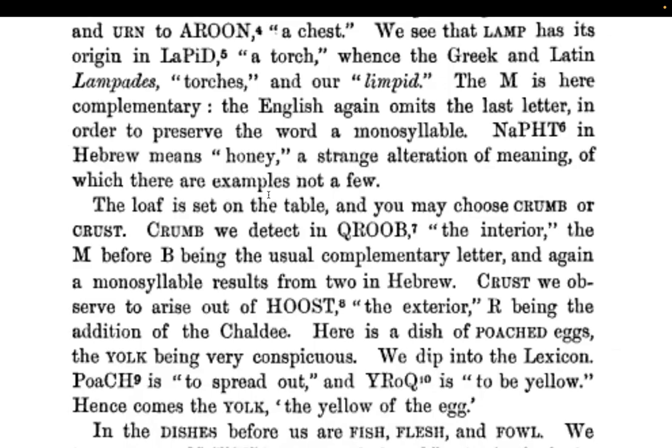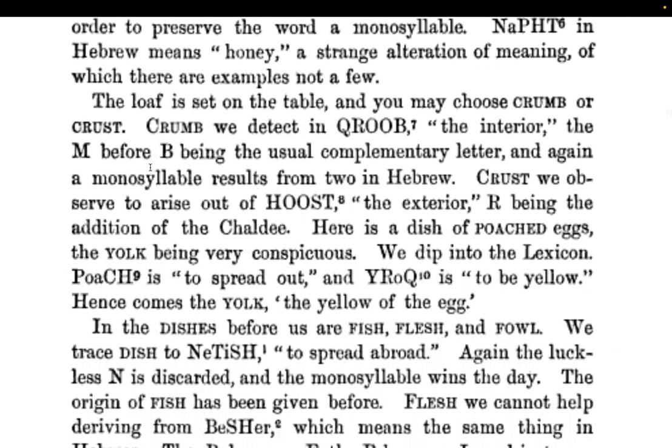It says the loaf is set on the table, and you may choose crumb or crust. Crumb we detect in karub, the interior. The M before B being the usual complementary letter, and again a monosyllable results from the two in Hebrew. Crust we observe to arise out of chust, the exterior, R being the addition of the kasdim.